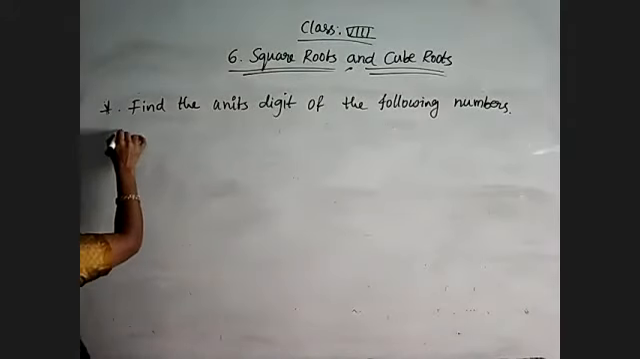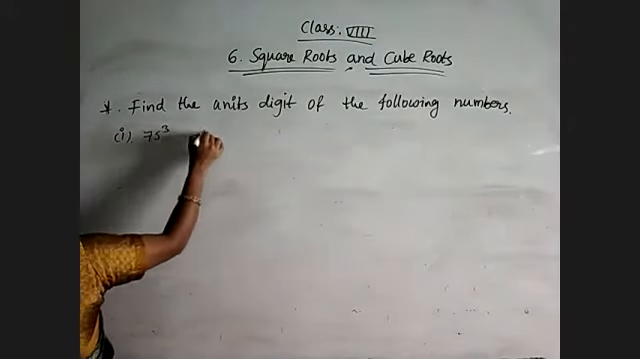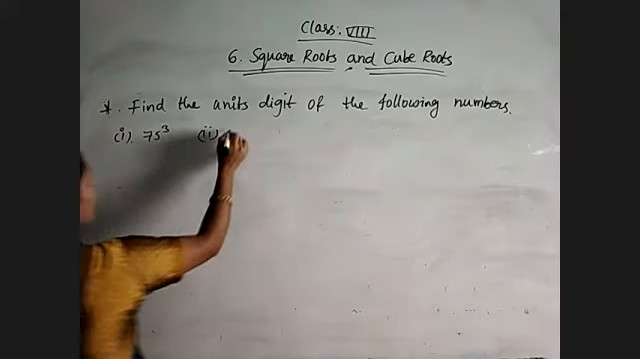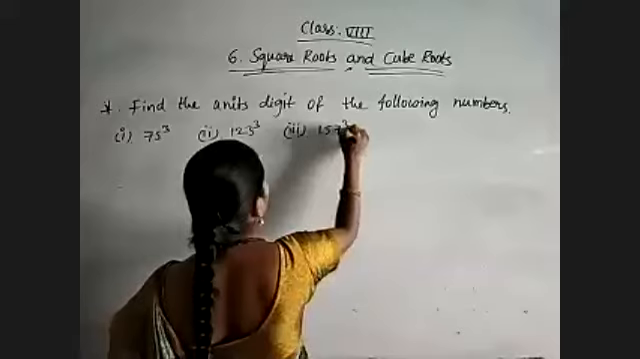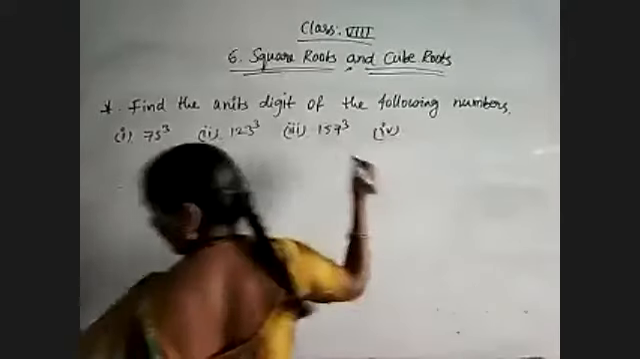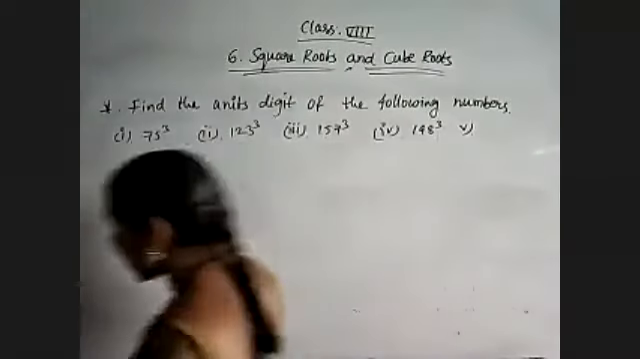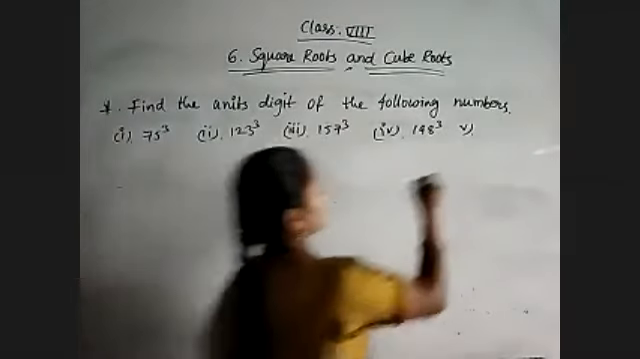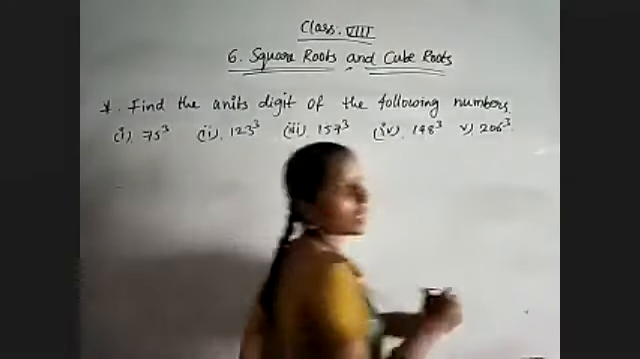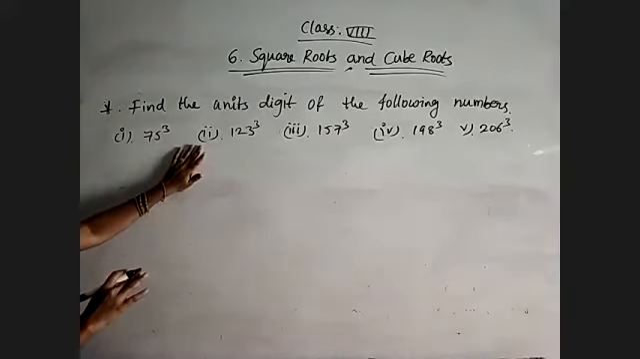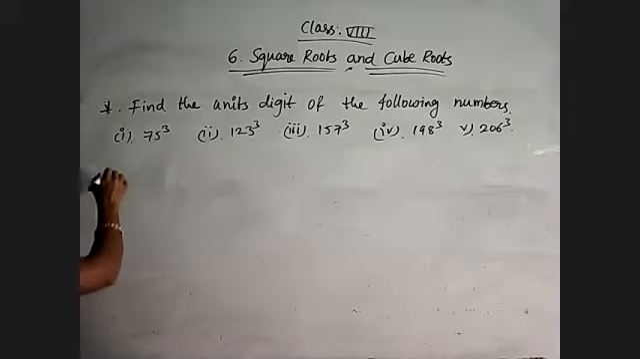And here the numbers are given. First one is 75 cube. Secondly, 123 cube. And third question is 157 cube. Fourth one, 198 cube. And fifth one, 206 cube. Okay, observe the given questions. We need to find out just the unit digit, and whether those are even or odd numbers also we will decide. Okay, observe the first problem.